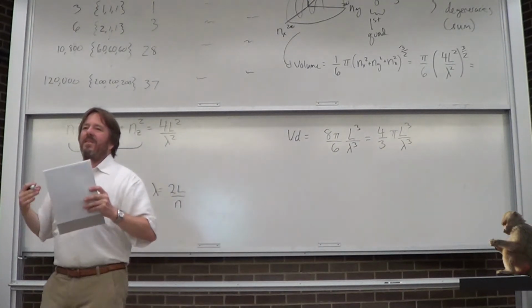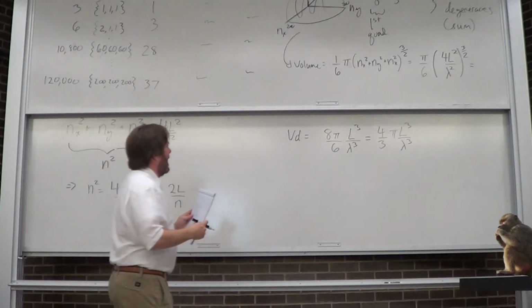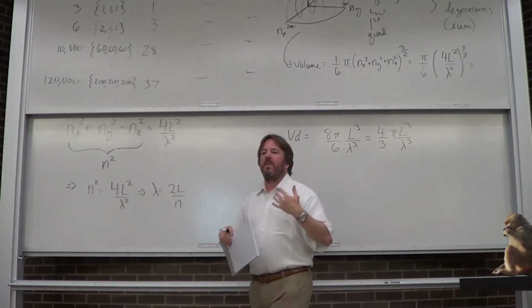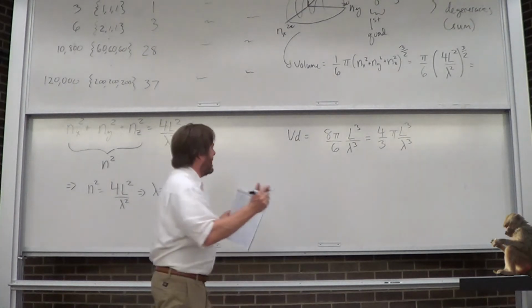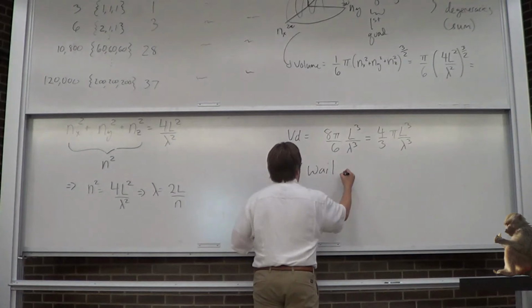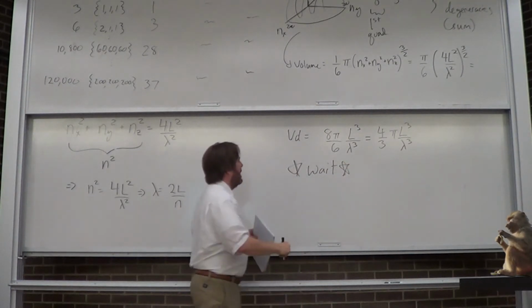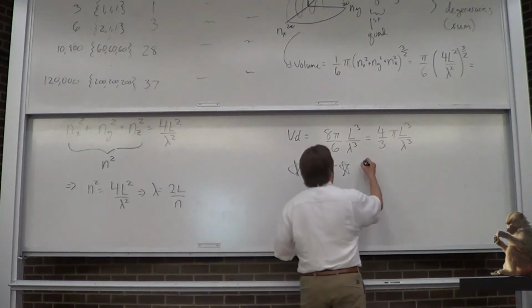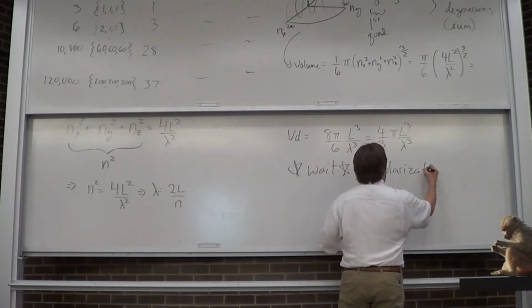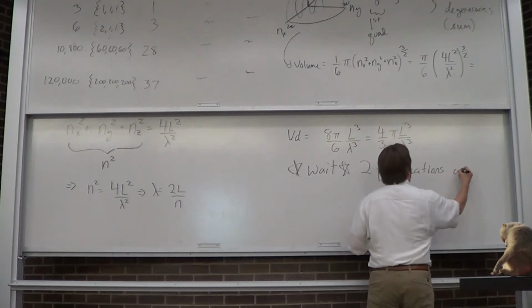Okay, so again, now I've got a simple formula for the degeneracies. I've got a simple formula for the energy, so I'm almost home free, except, wait. There are 2 polarizations. 2 polarizations of light.